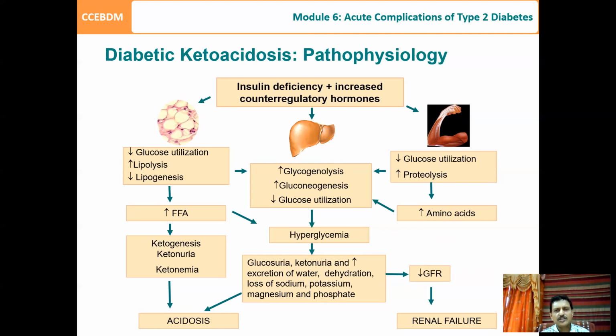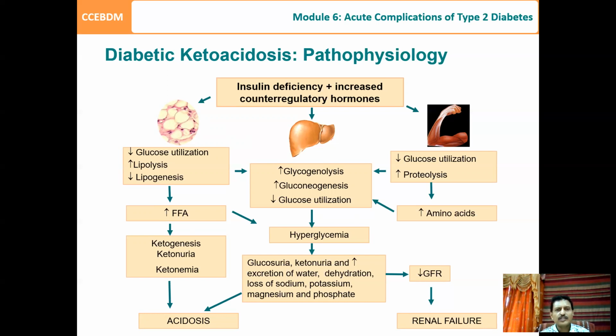Now the problem is that the peripheral tissues, especially fat and muscle, cannot consume glucose unless there is insulin. So once there is no insulin, the tissues will suffer from lack of calories. It is basically a state of relative starvation. Once there is a state of relative starvation, the body will try to mobilize energy from other sources, and the other sources are fat and protein.